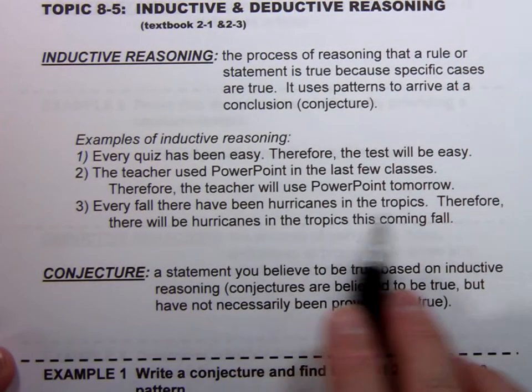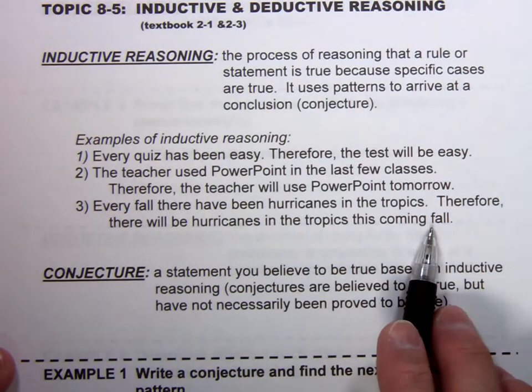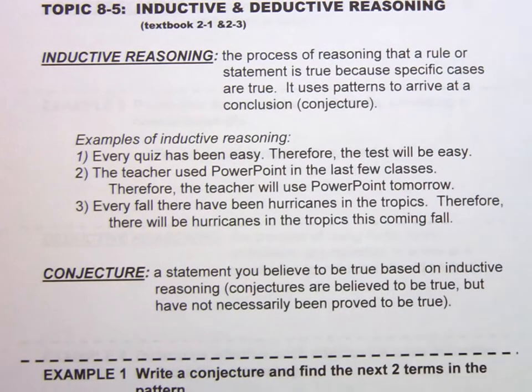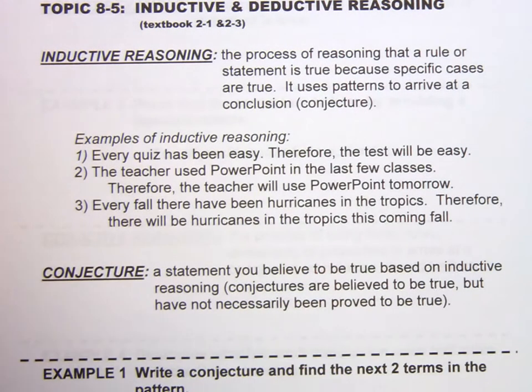Every fall there have been hurricanes in the tropics, therefore there will be hurricanes in the tropics this coming fall. Again, you're picking up on a pattern. You're seeing specific cases that are true, and based on that you're making an educated guess.